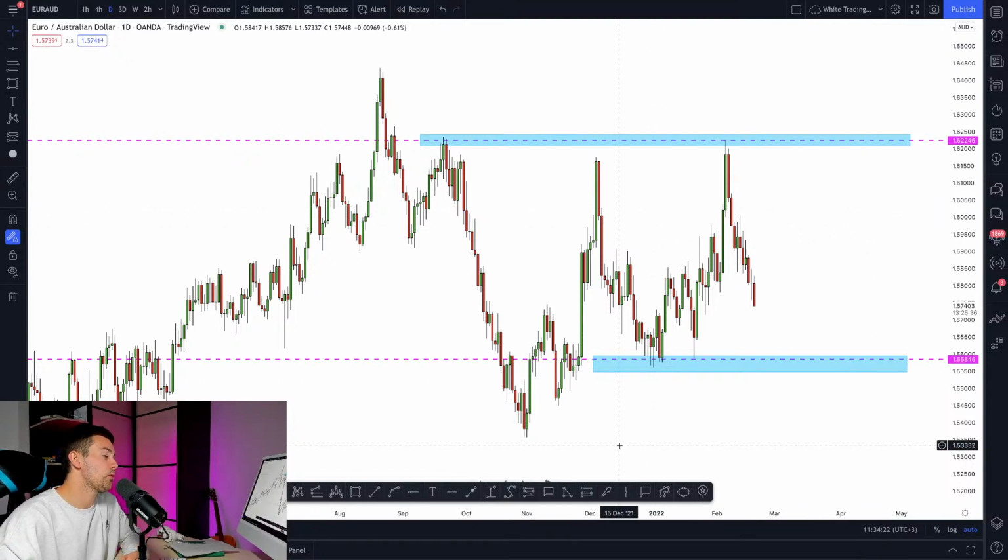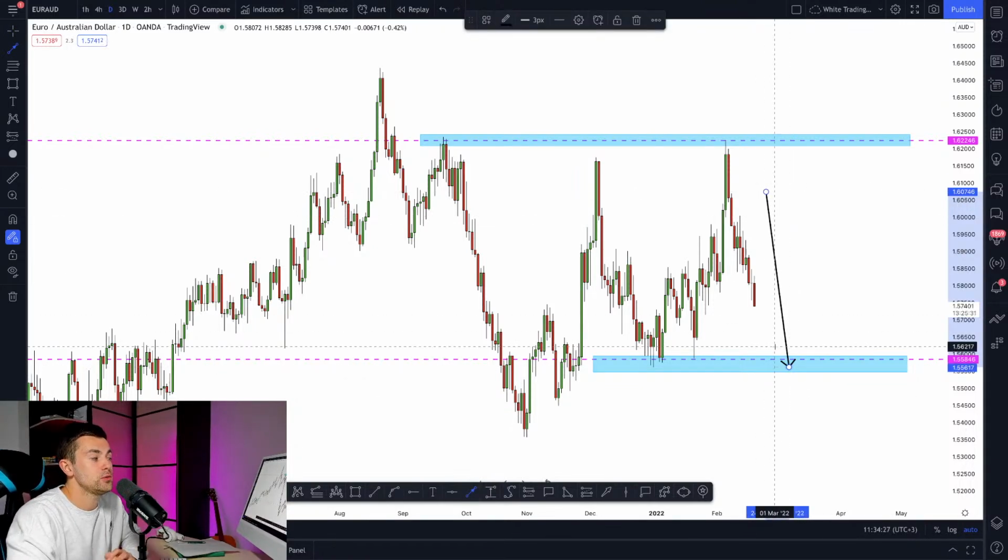I expect a bearish rally on the pair. I expect that the market soon will reach that support. But for now, I don't see any decent opportunity here on Euro Aussie.